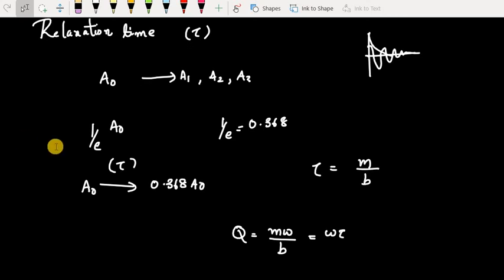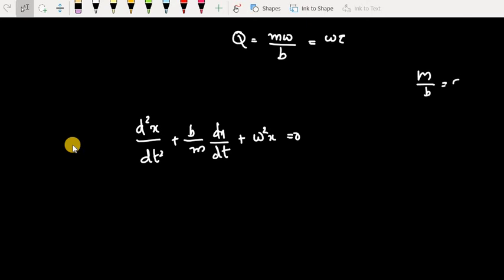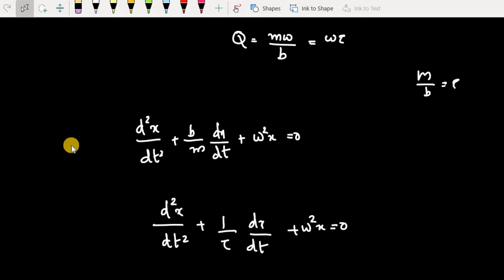We can also write the equation of a damped oscillation as d square x by dt square plus b by m dx by dt plus omega square x is equal to 0. This is the differential equation of a damped oscillation, and since m by b is tau, b by m is 1 by tau. So we can represent this equation as d square x by dt square plus 1 by tau dx by dt plus omega square x is equal to 0. This is also the representation of a damped harmonic oscillation.